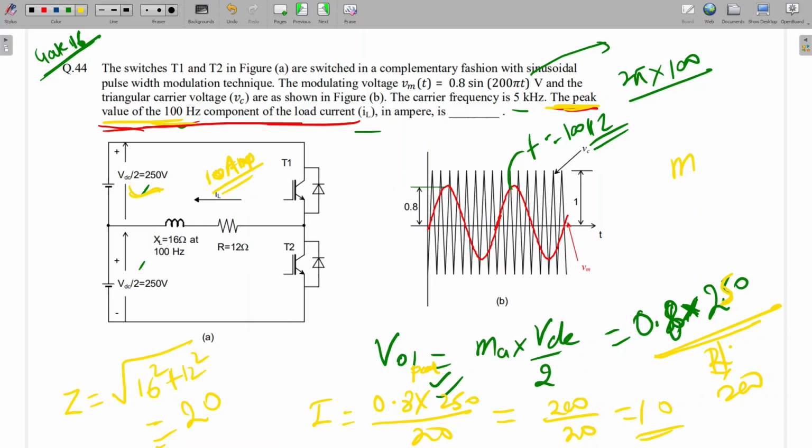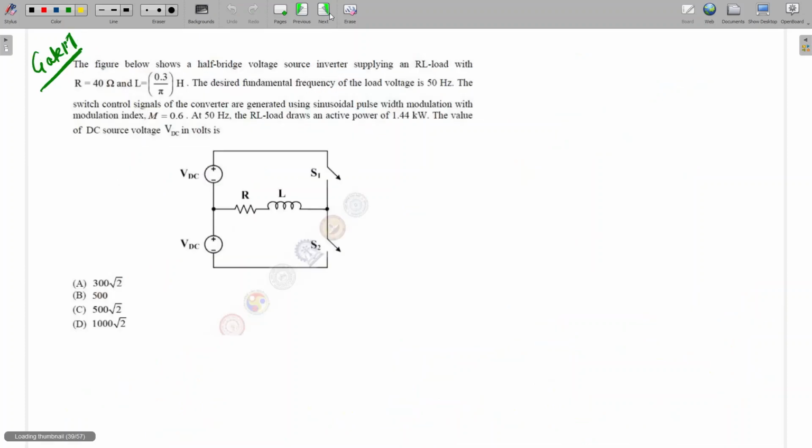The next question was asked in GATE 2017. This is also the same, but here VDC is there, VDC by 2 is not there. So what is the VDC value given? The value of the DC voltage we have to calculate.